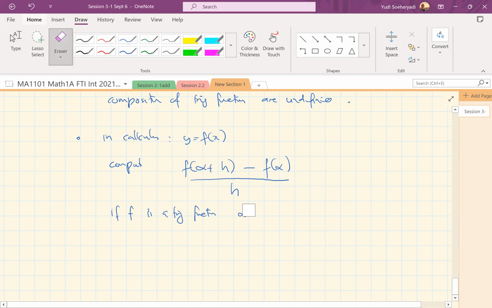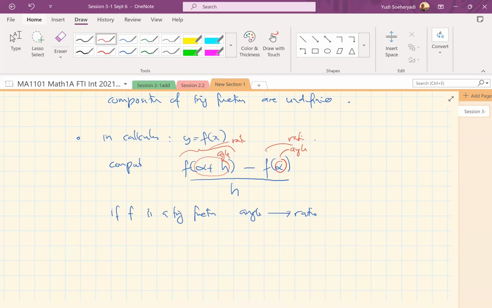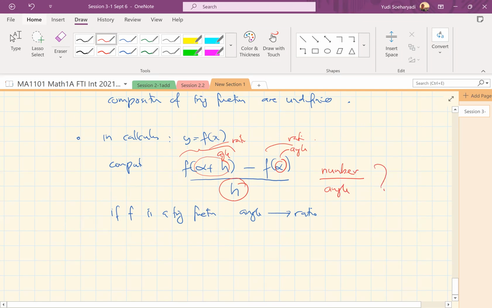So angle becomes ratio. Okay, so let's see here. This is an angle, so h should be an angle to be able to add to alpha. You apply f, the trig function, so the whole thing here is a ratio. It's a number. So you subtract those numbers, you get a number. But there's an odd thing here. This is an angle. So what you have is a number divided by an angle. What kind of creature is a number divided by an angle?